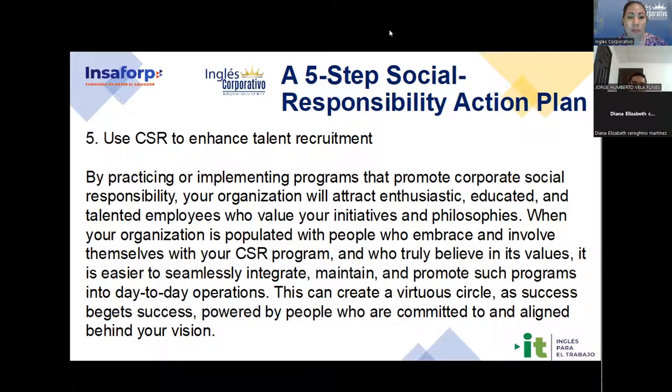Does that make sense? Yes, teacher. Yeah? So just talking about the steps. Don't create the CSR, just the steps to making it.